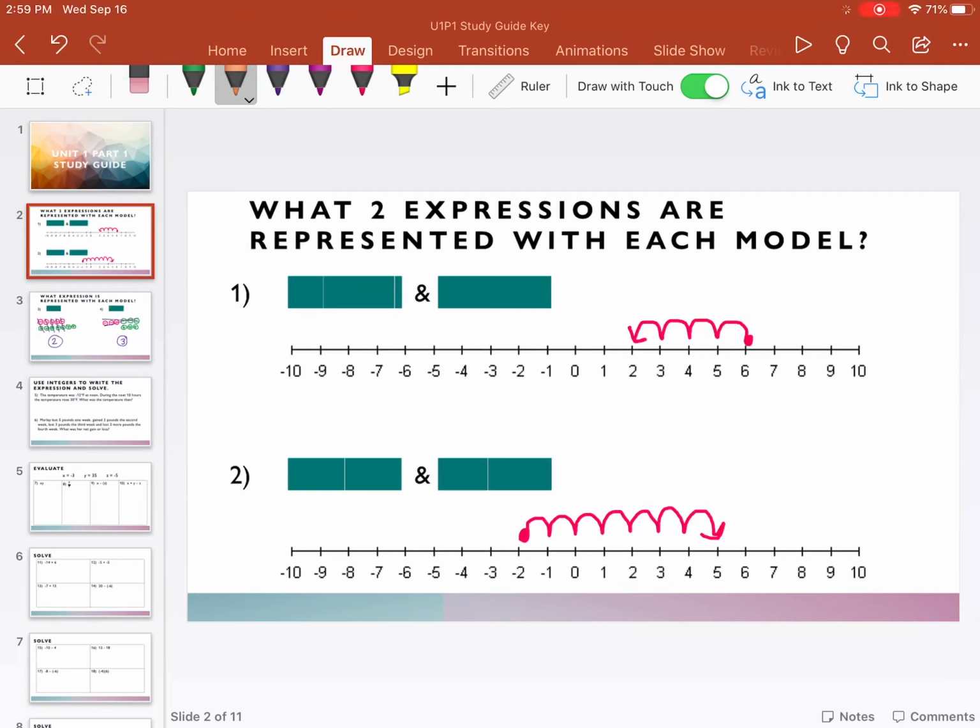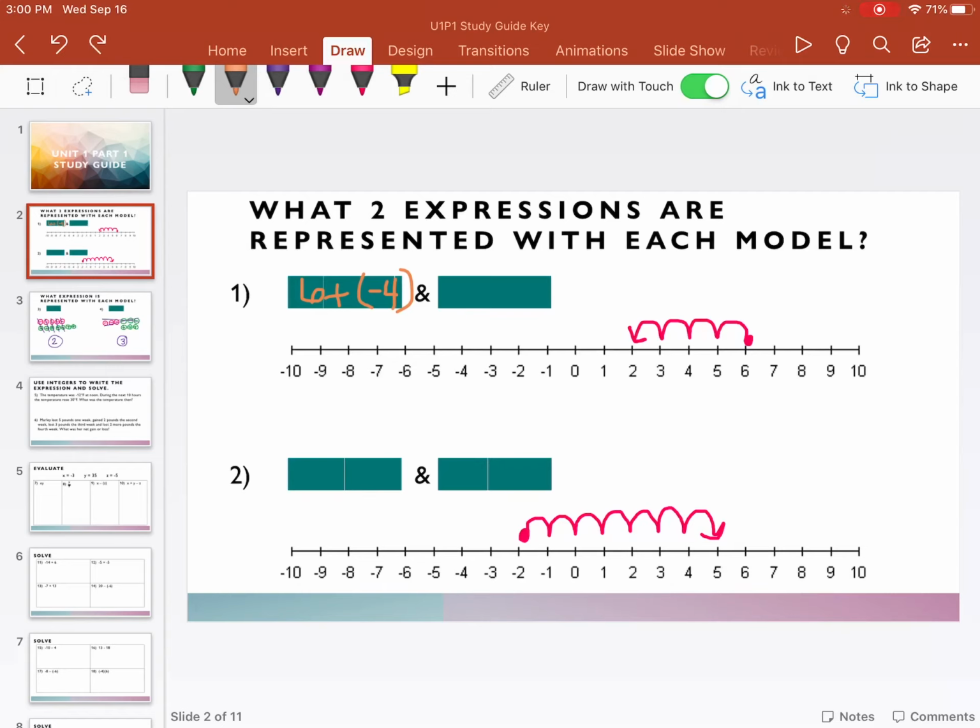So if this is an addition problem, remember you start at the first number, and however many jumps you take is the second number. So I'm starting here at 6, we said it's addition, and I'm jumping 1, 2, 3, 4 times to the left, which is a negative, so -4. So my problem could be 6 plus -4, and in that case the answer would be +2.